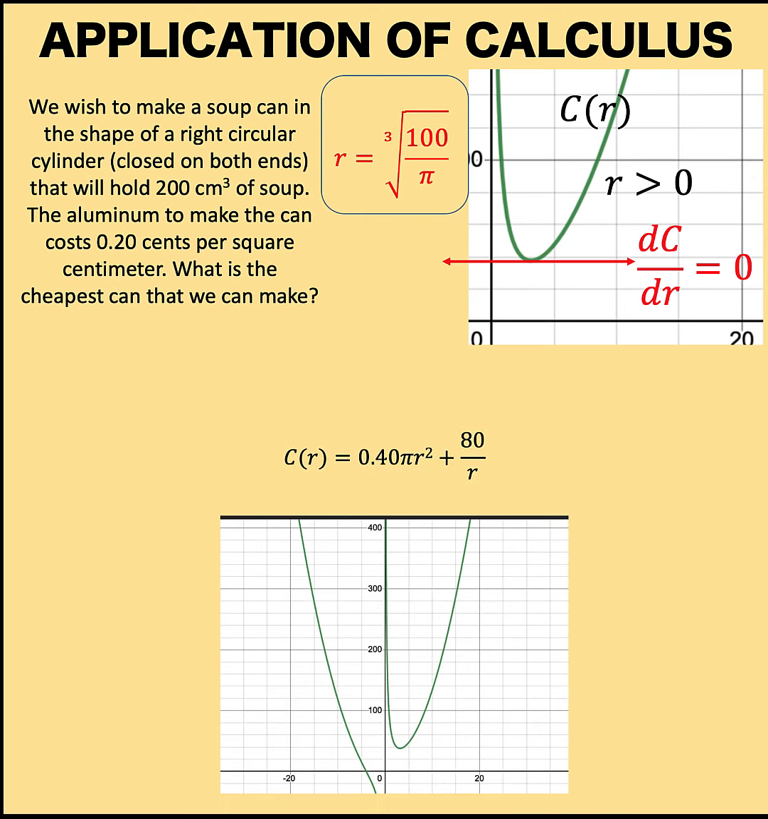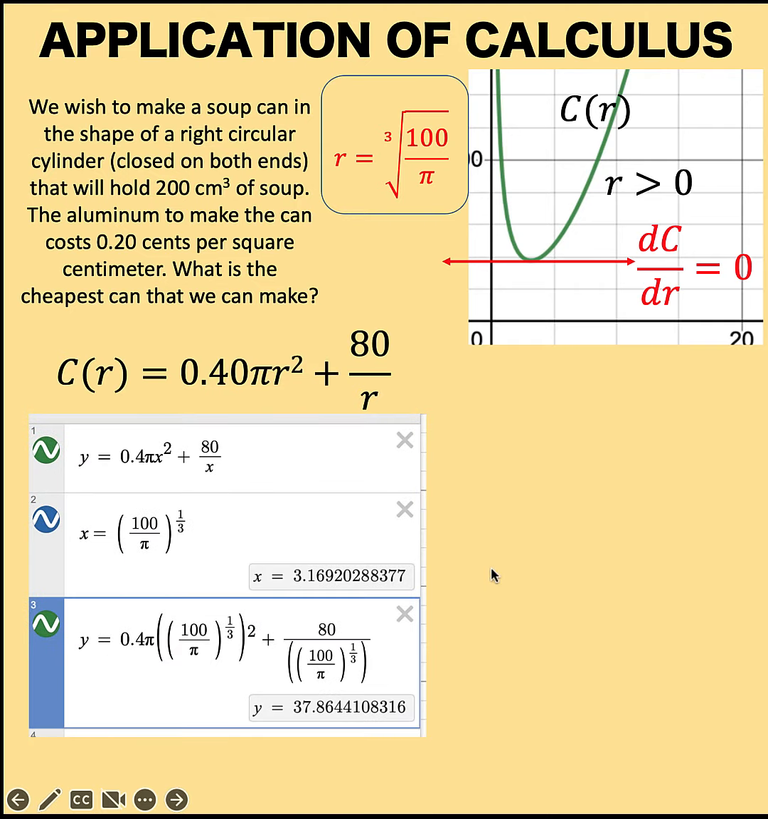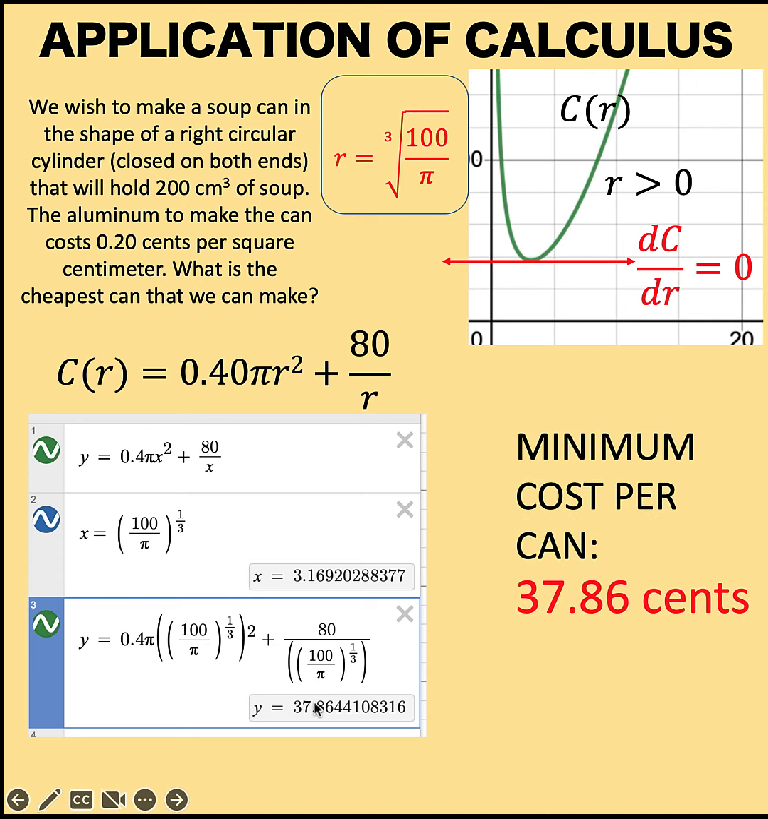Now let's recall our original cost function. It's 0.40 pi r squared plus 80 over r. And let's substitute now this value for r to this cost function. Using Desmos graphing calculator, here are now the results. The cube root of 100 over pi is approximately equal to 3.17. So the value therefore of the radius that will give us the cheapest can is r equals 3.17 centimeters. Now, plugging in this value for our cost function, that gives us a minimum cost per can of 37.86 cents. And this is now the cost of the cheapest can that we can make given this situation.